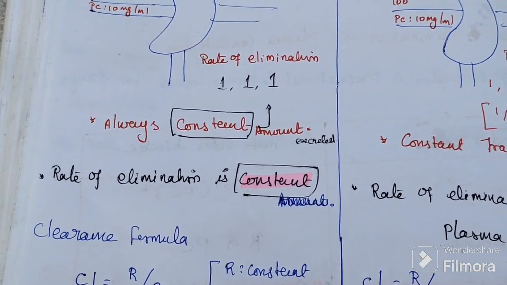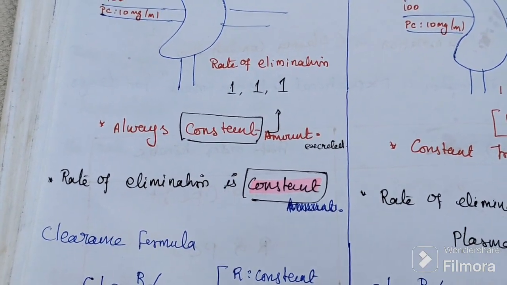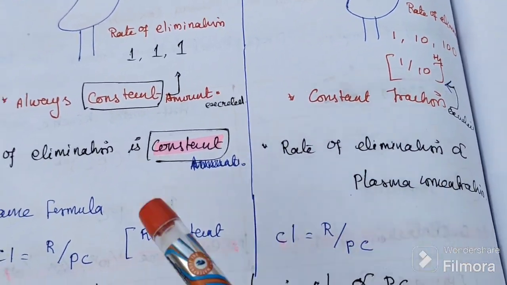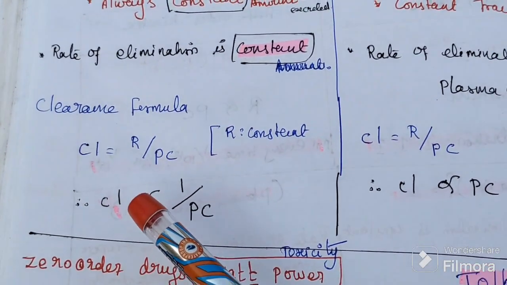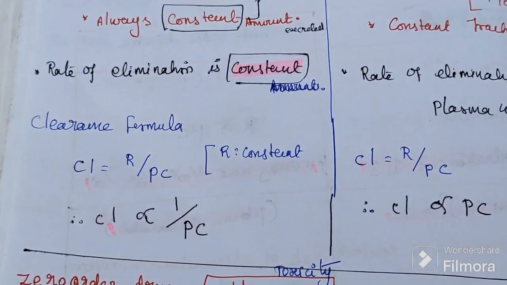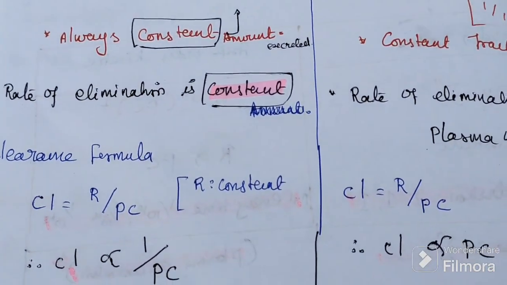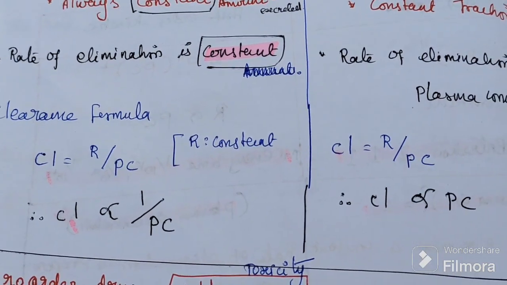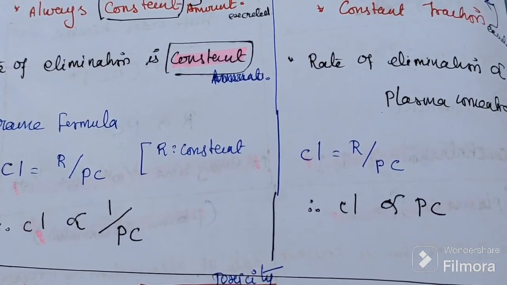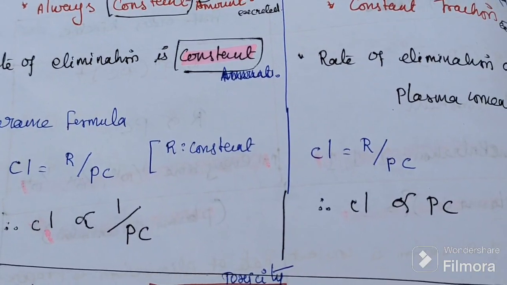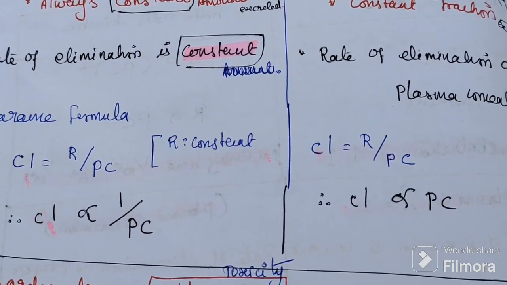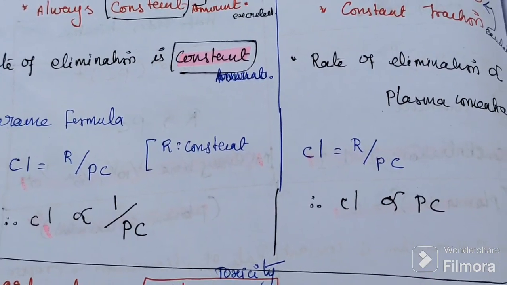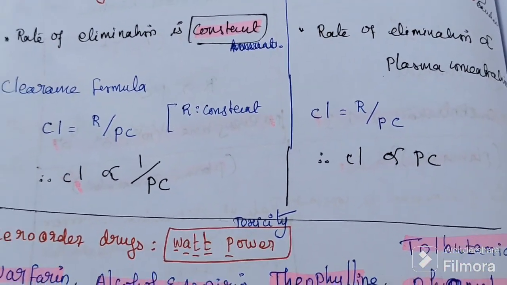Here it is a fixed amount: every cycle, 1, 1, 1. Here it is 1/10, 1/10, 1/10. Here clearance is R upon PC, but they cancel each other, so they become directly proportional. So either both will increase or both will fall, but the clearance remains constant.